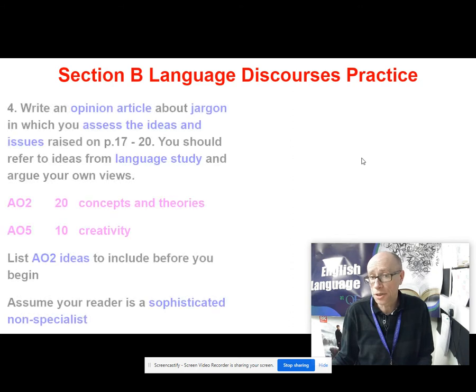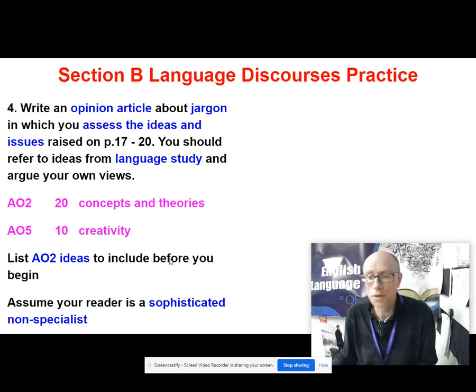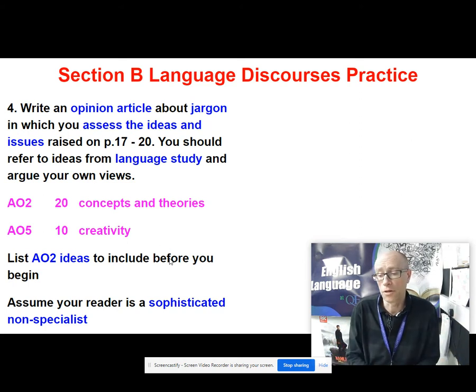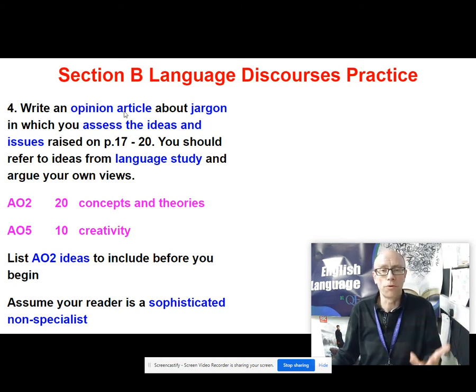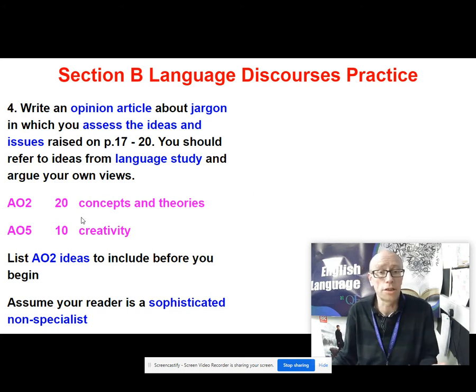And then you've got question 4, where you have to write an opinion article. There's the question. Write an opinion article about jargon in which you assess the ideas and issues raised in the 2 articles. You should refer to ideas from language study and argue your own views. Now, it's very important that you look at this because this gets a mark out of 30. 2/3 of the mark are for concepts and theories. So although you're putting forward your own point of view, it's a piece of journalism, you have to demonstrate all of the knowledge that you learnt on the course, concepts and theories. Okay, and only 1/3 of the mark is actually for creativity.